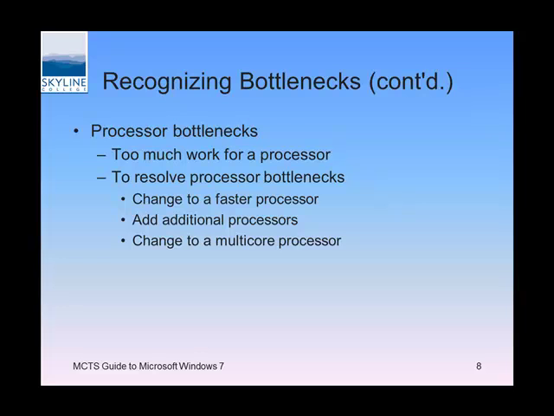Processor bottleneck, too much work for the processor. To resolve these, change to a faster processor, add additional processors. Yeah, that's real easy, right? What does that mean? Adding additional processors or changing to a faster processor means that your motherboard's got to support that. That's why I say a lot of these things, when we get into them, add this, add that, add processors. You're going to take your soldering gun and go put a processor slot on the motherboard, right? I know I'm being facetious, but some of these, what are you really going to do?